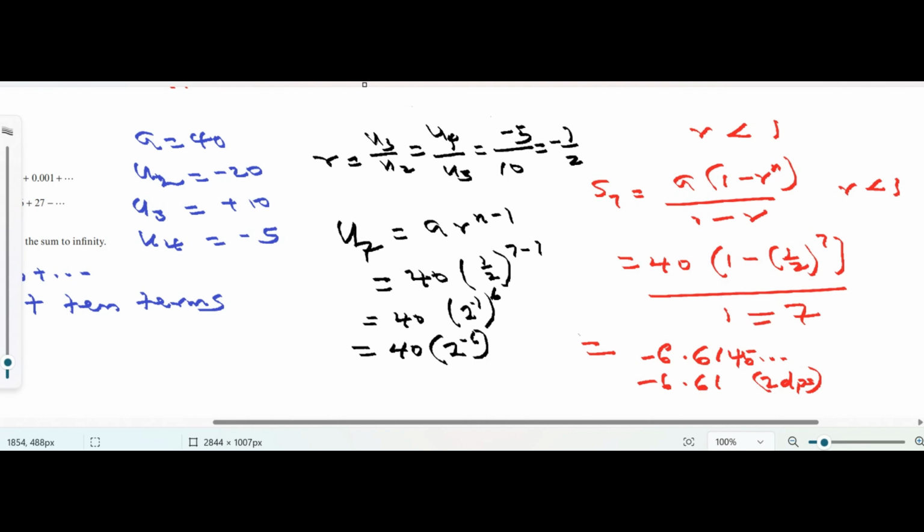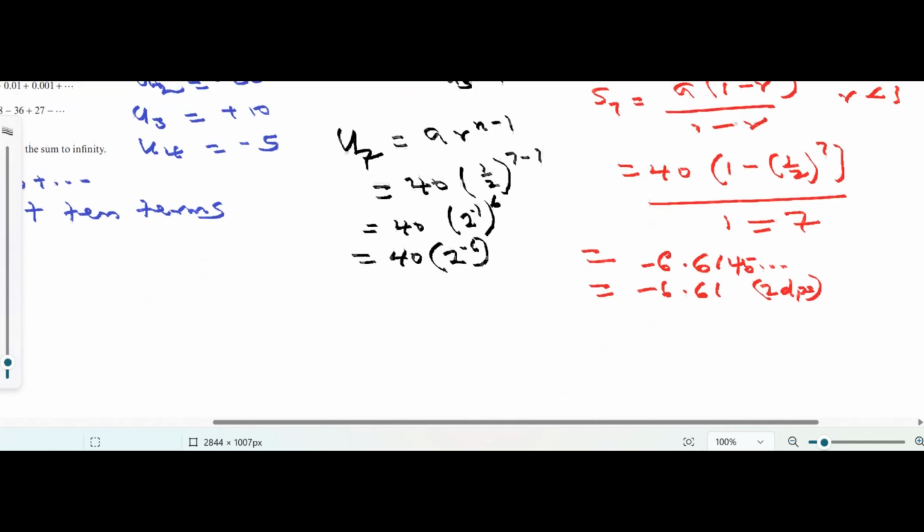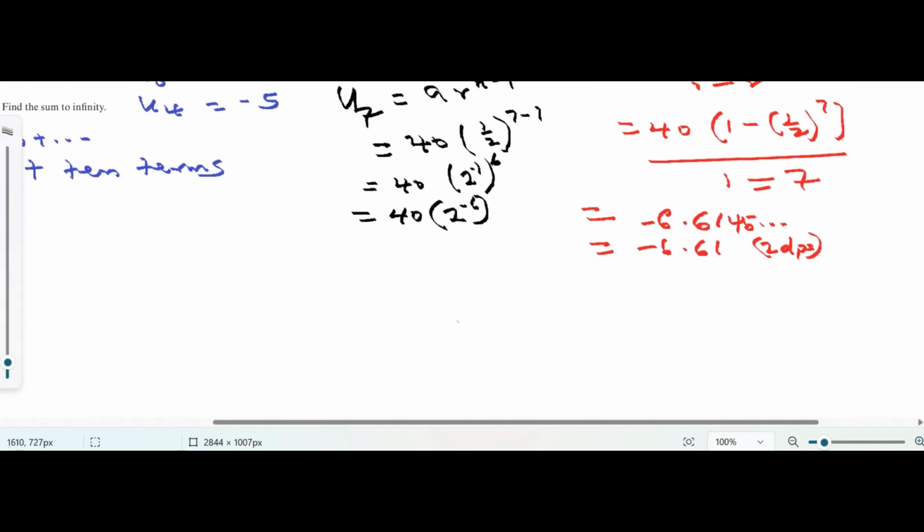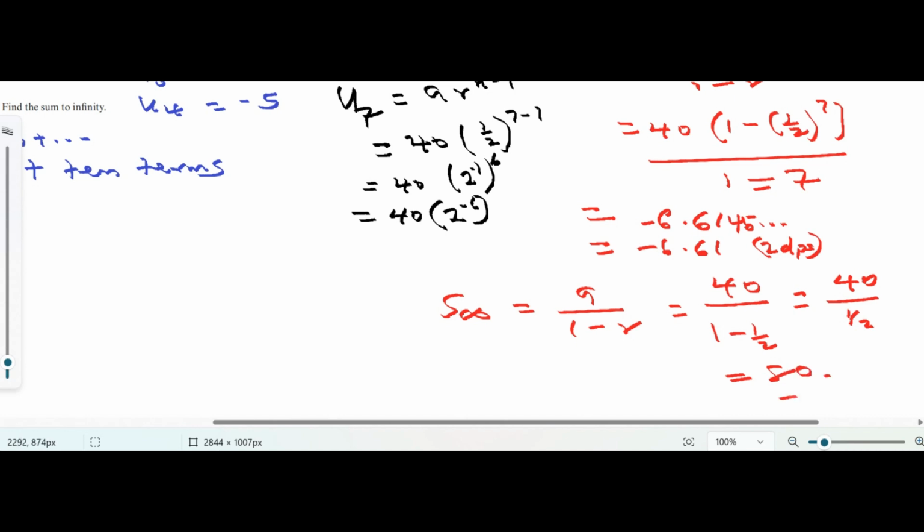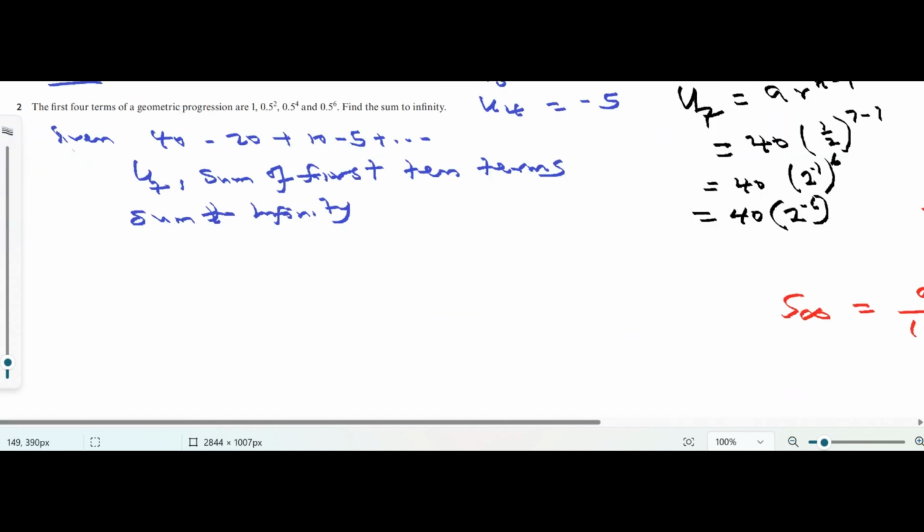So the last question under this is to find the sum to infinity. I've told you we want to find the sum to infinity of that series, A over 1 minus R, which is my A is 40 and 1 minus minus half, and that will give me 40 over 1.5. Quickly do question 2 very fast.